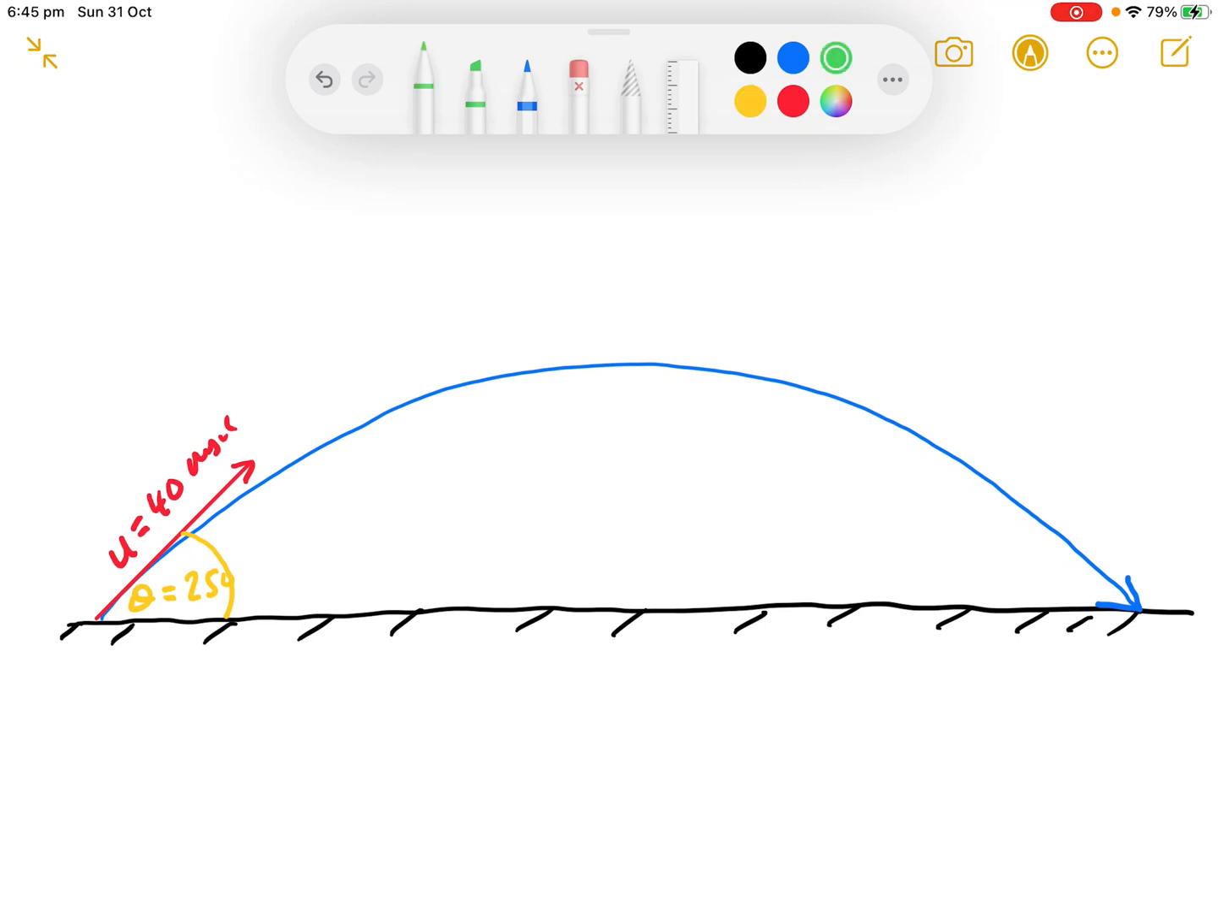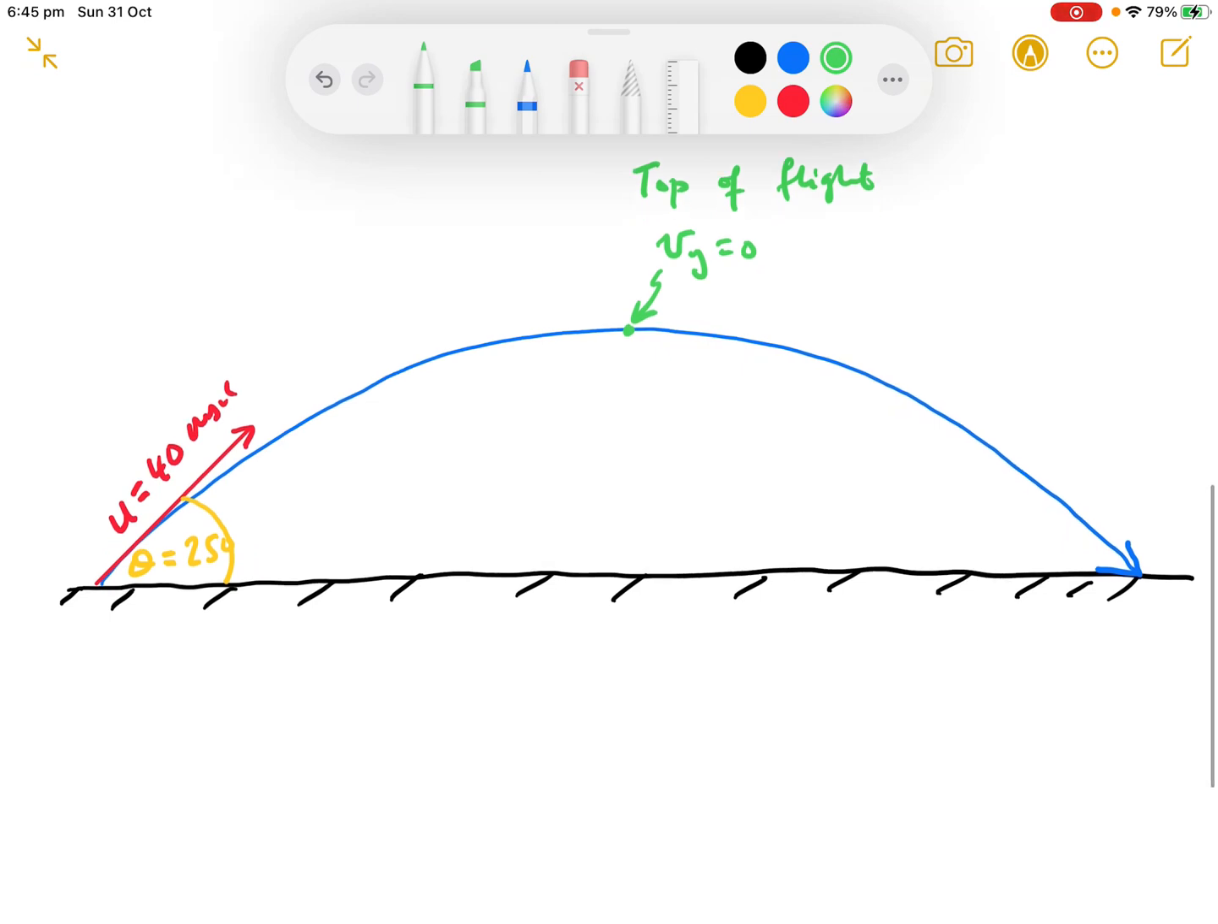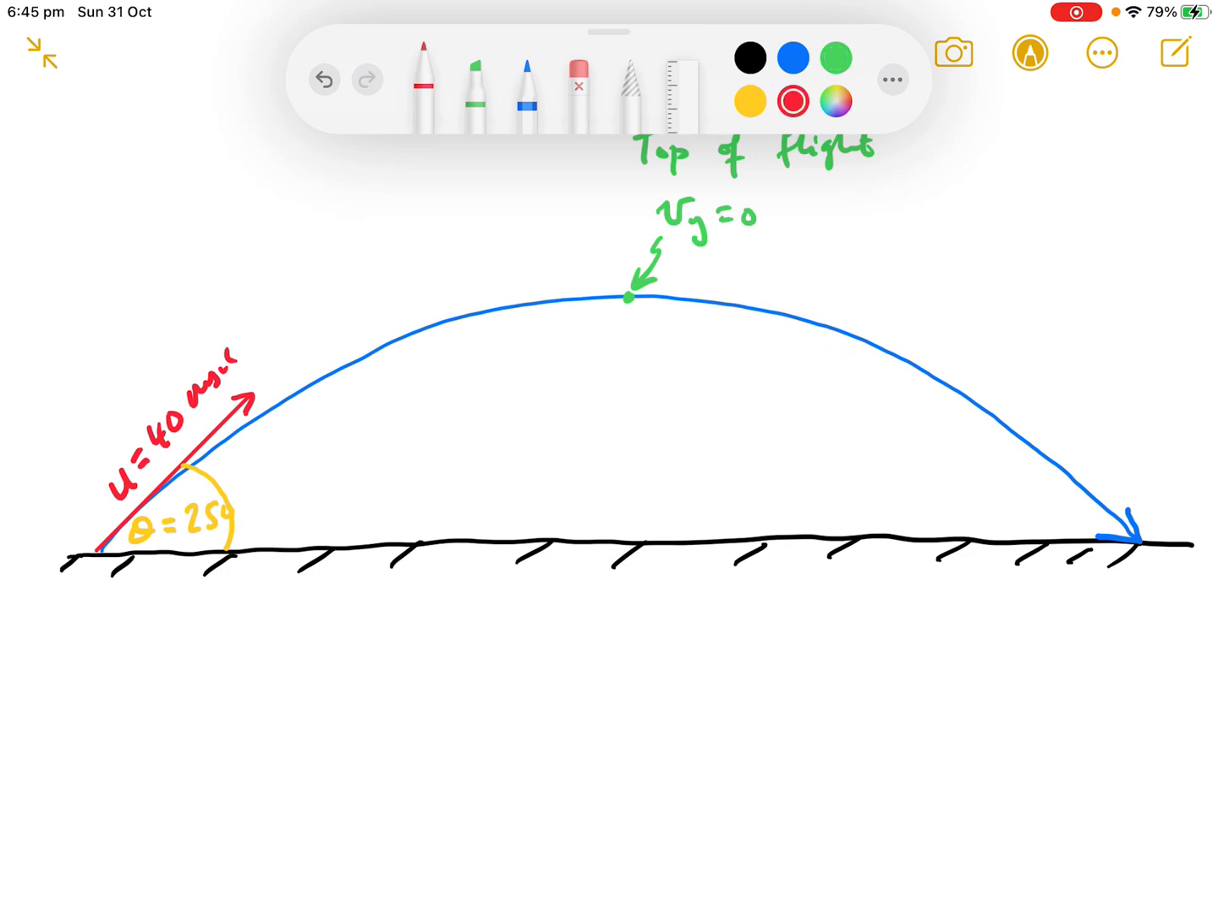Now, there's always some hidden information in these problems. At the top of the flight, the vertical velocity Vy will be 0. Only in the vertical. Obviously, the horizontal component is still non-zero. It's still present. But it's always worth bearing in mind that top of the flight scenario. And the time of flight will be t for the whole flight.